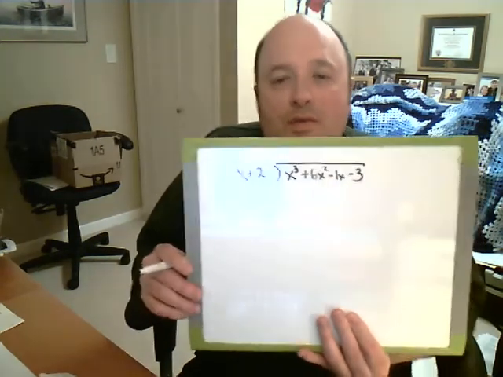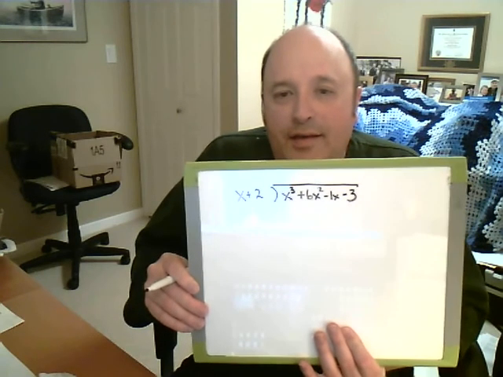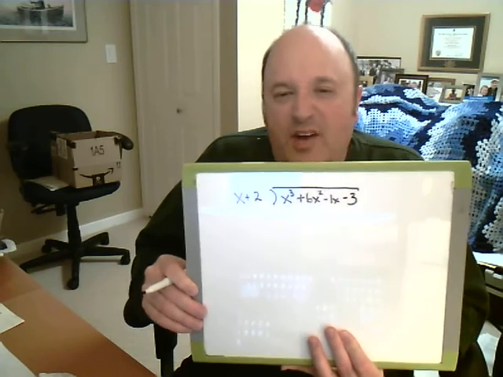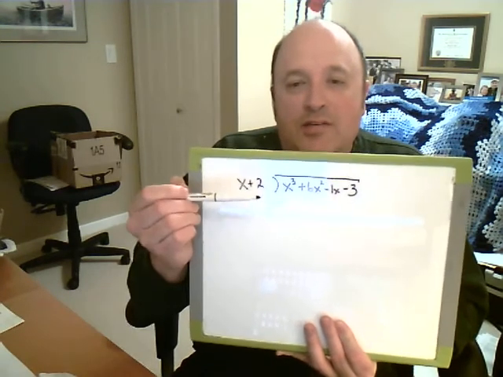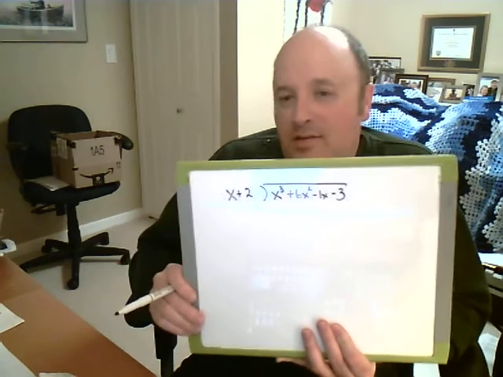Okay, so we've done this before in class. This happened almost right before spring break. I want to think about how to divide this binomial, x plus 2, into this big polynomial, which we call p of x.